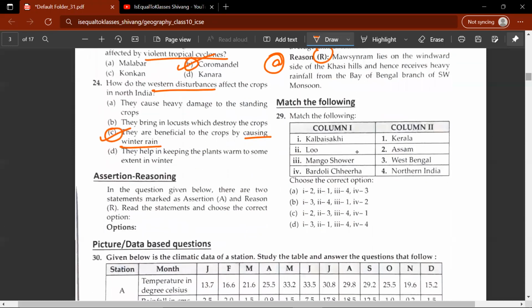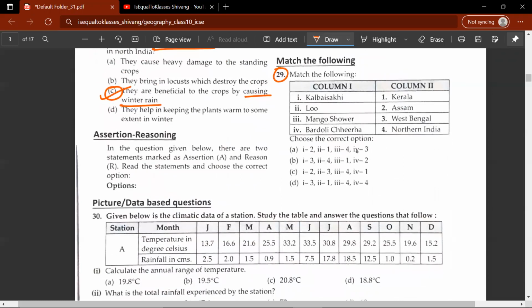Let's move on to the match the column. The 29th question. Kal Baisakhi, Loo, Mangoshower, Bardoichila, Kerala, Assam, West Bengal, Northern India. So you have to match these. So the correct answer would be B. 1 would be 3, 2 would be 4, then 3 would be 1, and then 4 would be 2. Bardoli Chira would be Assam.